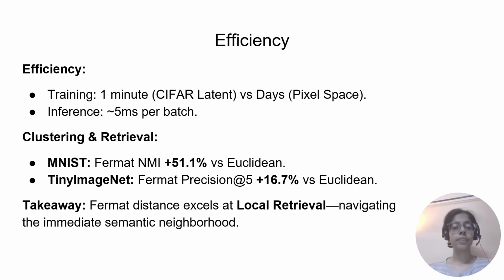So the main takeaway is clear. Fermat distance excels at local retrieval. It's the perfect tool for navigating the immediate semantic neighborhood because it uses density to find the true curved path on the data manifold.